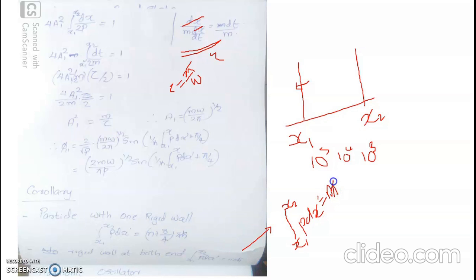And suppose one of the walls is rigid and the other one is translucent, then you will have this equation modified as integral x1 to x2 p dx prime equal to (n plus 3 by 4) pi h cross. So these results are also used or are usable under suitable experimental situations.